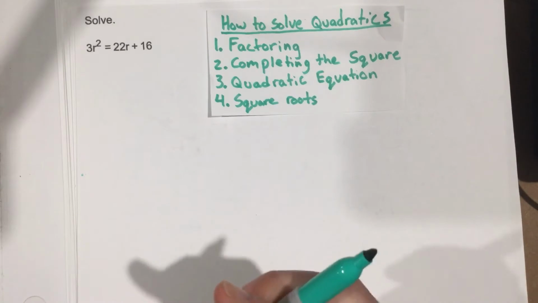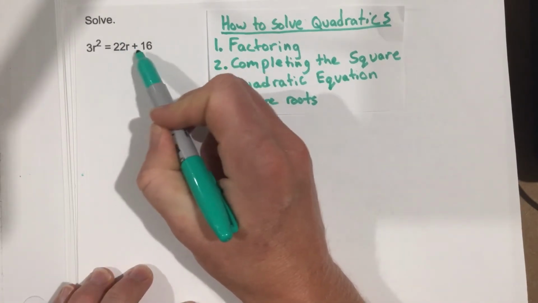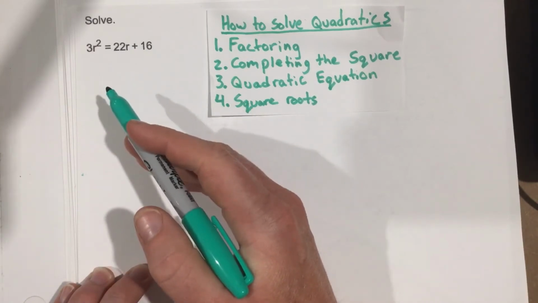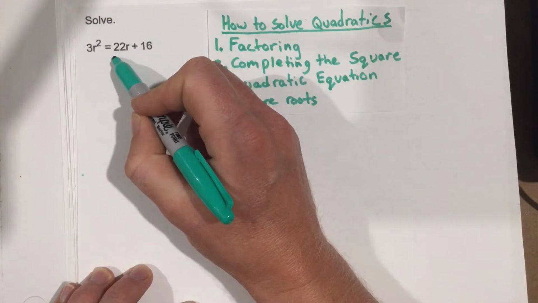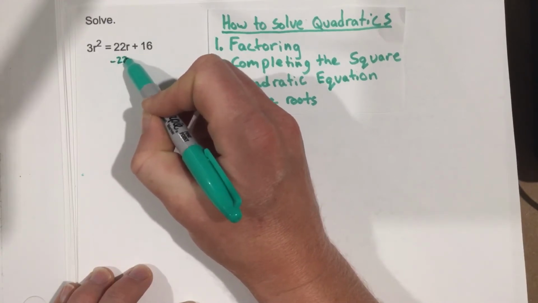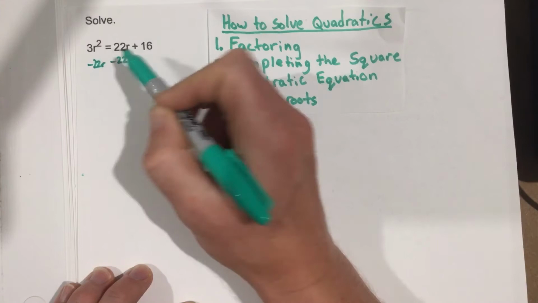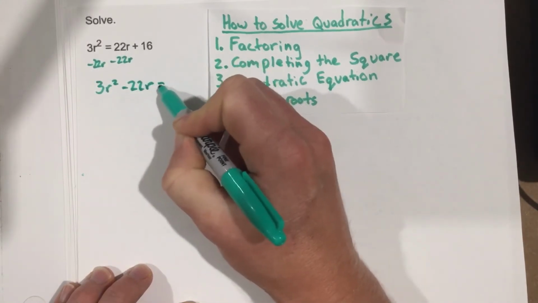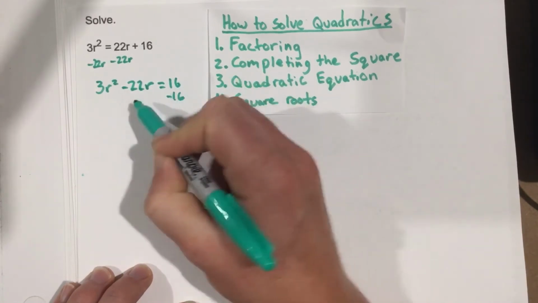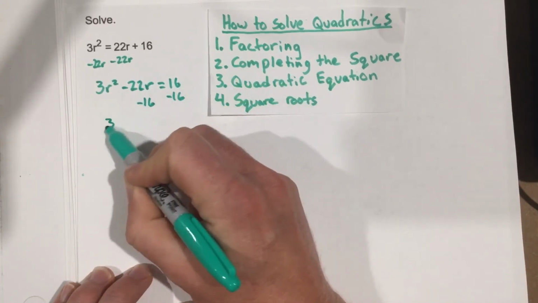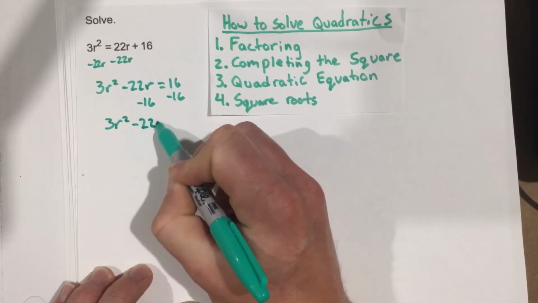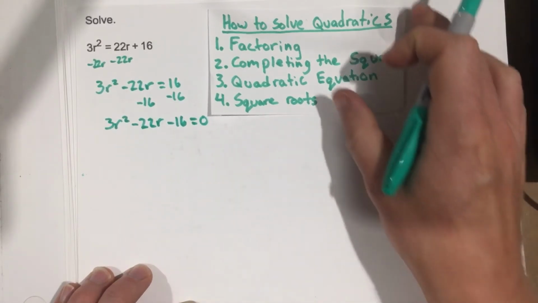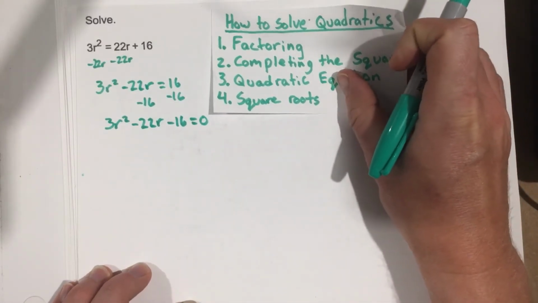Before we start though, using the quadratic equation, we want to get this so that the equation equals 0. All right, we're trying to find the zeros of the quadratic, so we want to get it to equal 0. So let's subtract 22r from both sides, and that's 3r squared minus 22r equals 16. Now let's subtract the 16 from each side, and that's 3r squared minus 22r minus 16 equals 0. Now we have the quadratic equation set up so that it's equal to 0, so we can actually find the zeros.